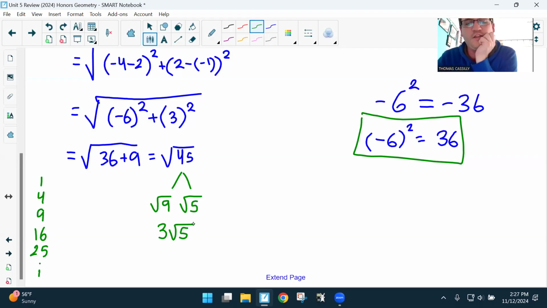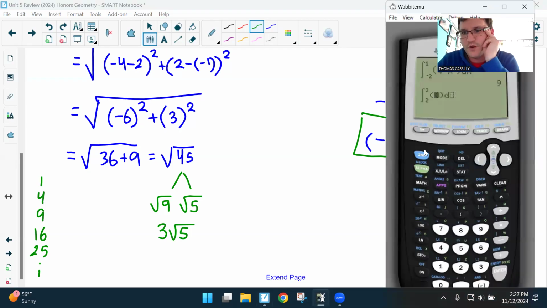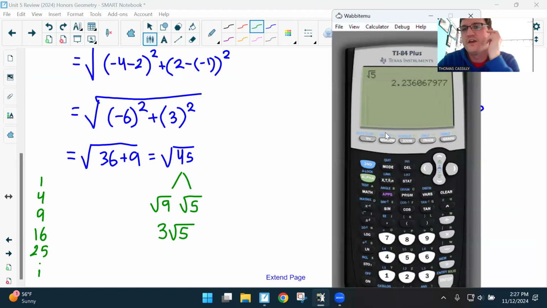2 point something. It's an ugly decimal. Let's figure out what that is. The square root of 5 is 2.2... You know, that's ugly. Don't mess with that. Leave it like this. We try to avoid decimals. So this is what we call simplified radical form.